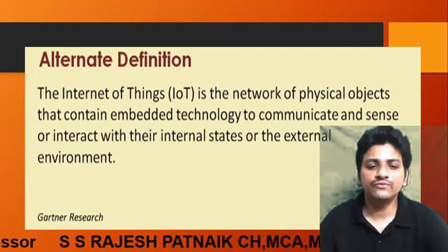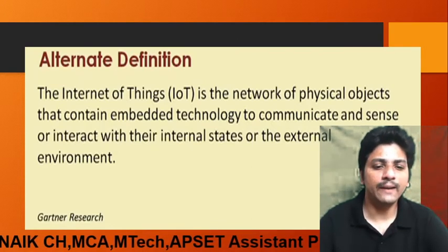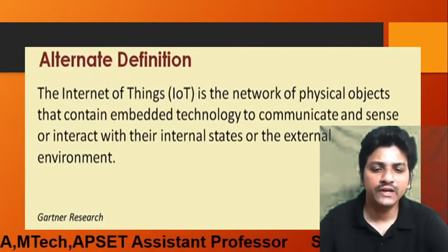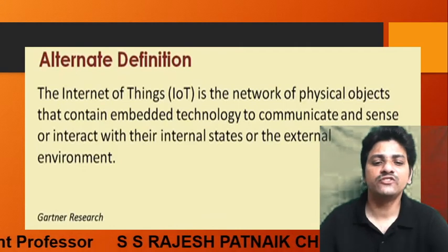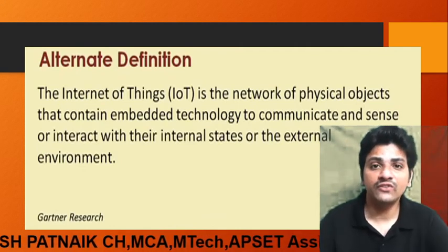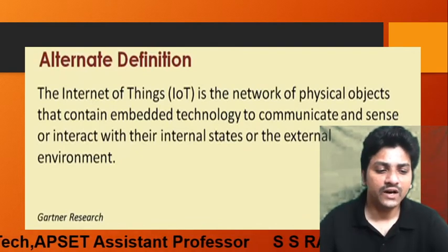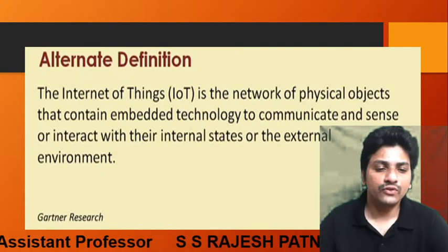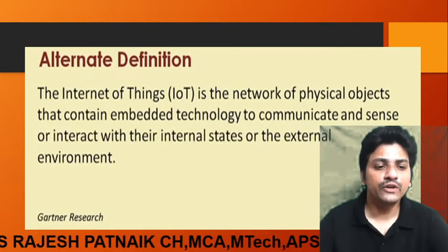The Internet of Things is the network of physical objects that contain embedded technology to communicate and sense or interact with their internal states or the external environment. This definition is taken from Gartner Research.